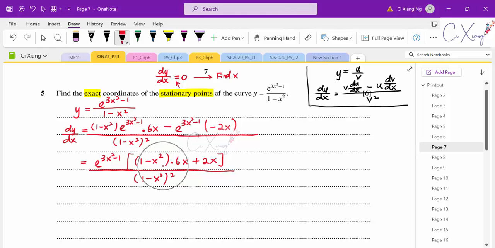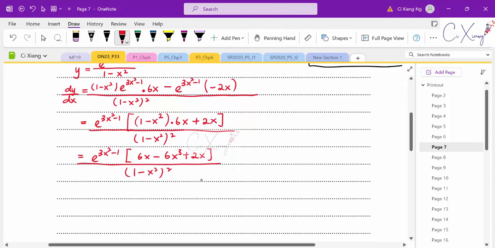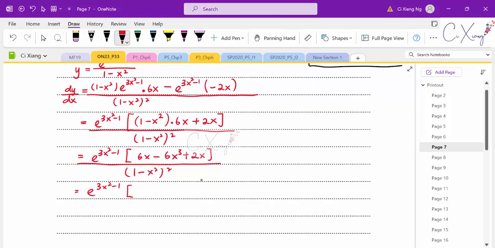Okay, then for this part, it seems that I can further simplify it. Okay, so if I want to further simplify it, then I will be having 6x minus 6x power 3 plus 2x. Then divided by 1 minus x squared, then squared. Okay, further simplify again. 6 plus 2 is an 8, then minus 6x power 3 divided by 1 minus x squared, then squared.